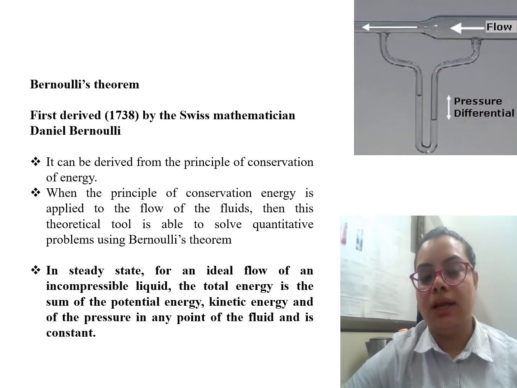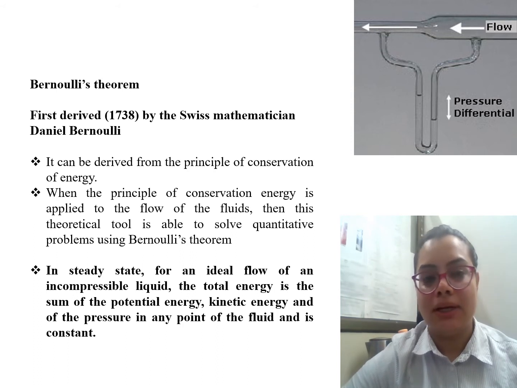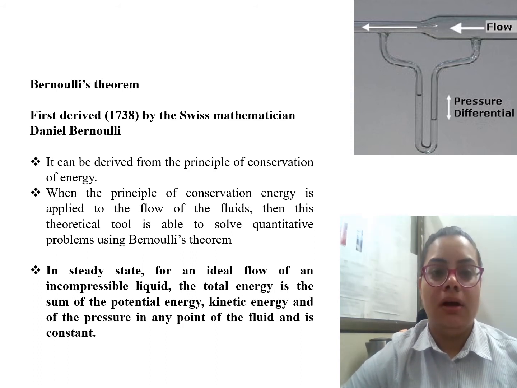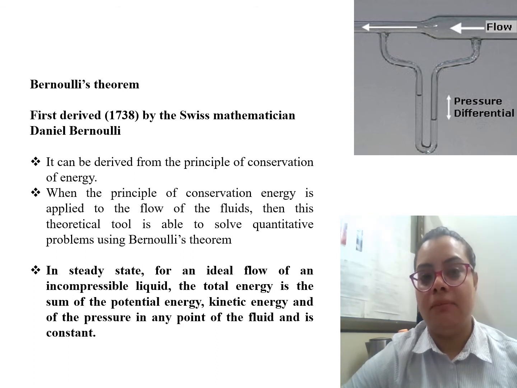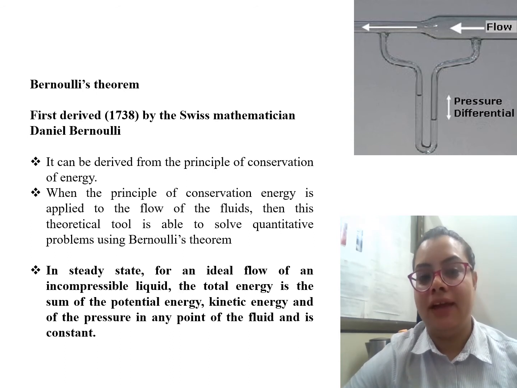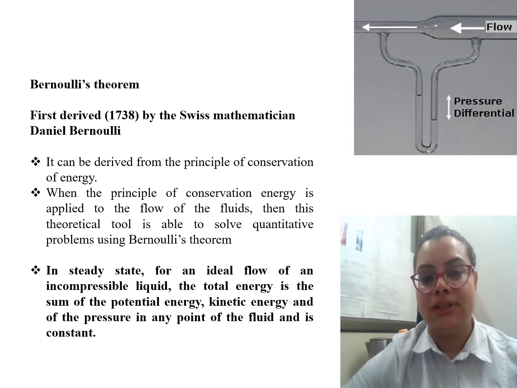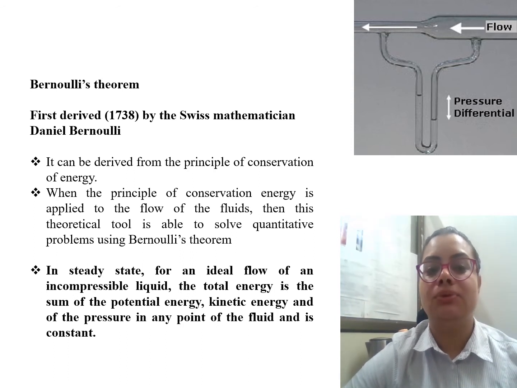So let's have a quick recap of what Bernoulli's theorem is all about, who discovered it and what it talks about. As it is a theorem, particularly it would definitely be related to mathematics. It was first derived in 1738 by Swiss mathematician Daniel Bernoulli, and the basic principle from which it is actually derived is the principle of conservation of energy. When the principle of conservation of energy is applied particularly to the flow of fluids, then this theoretical tool is able to solve many quantitative problems using Bernoulli's theorem.